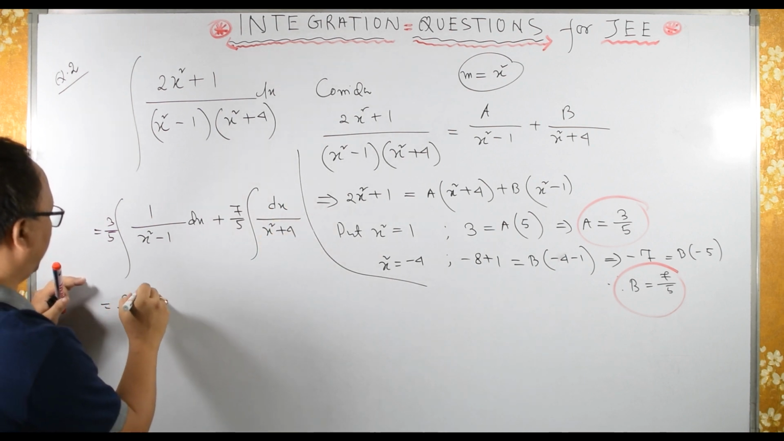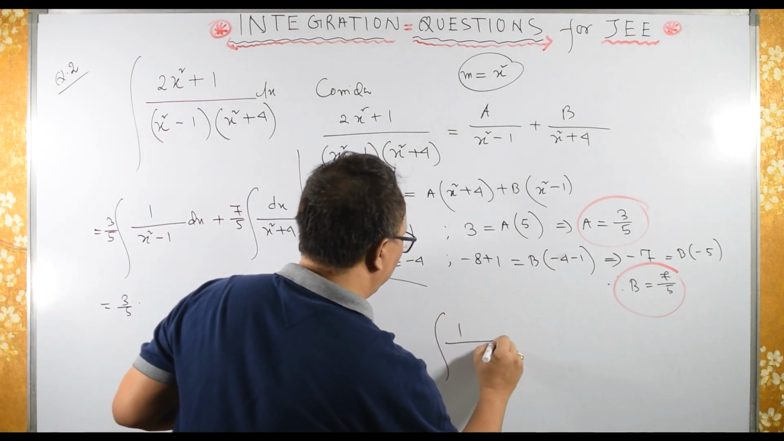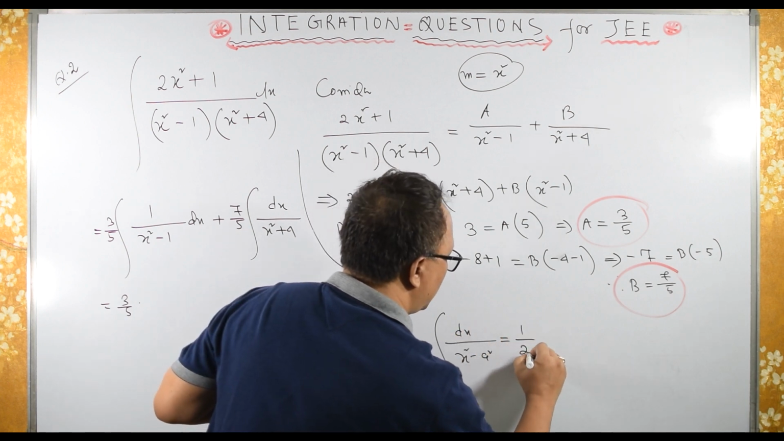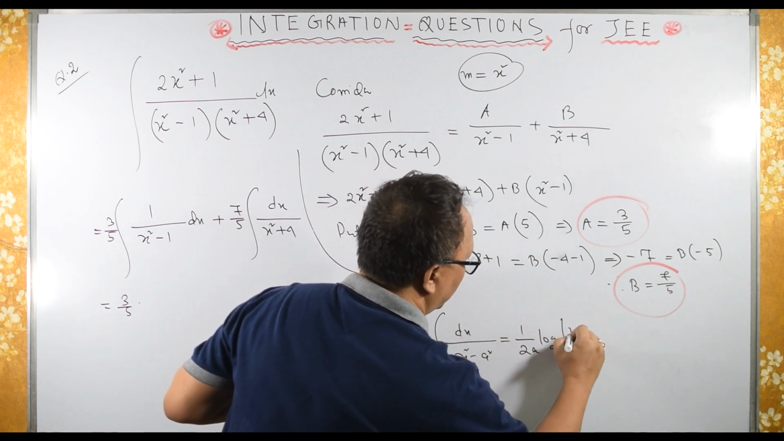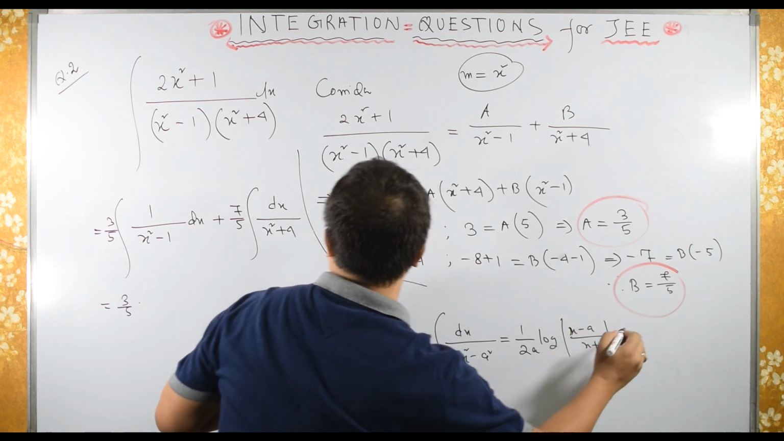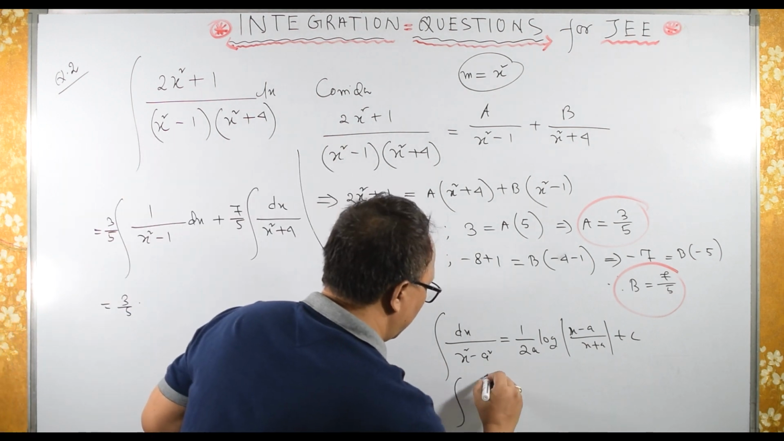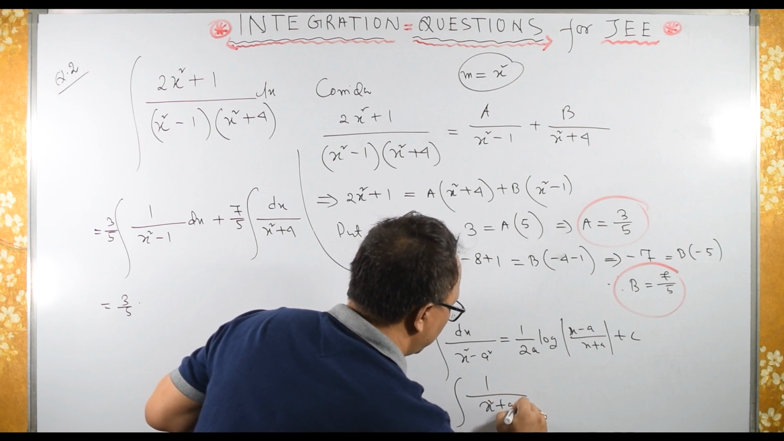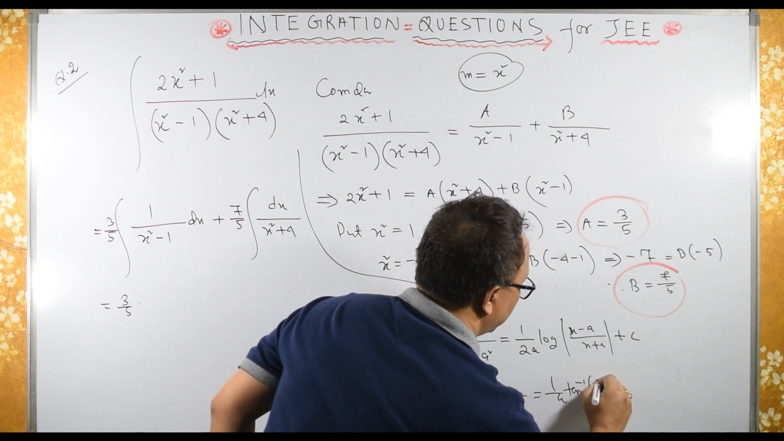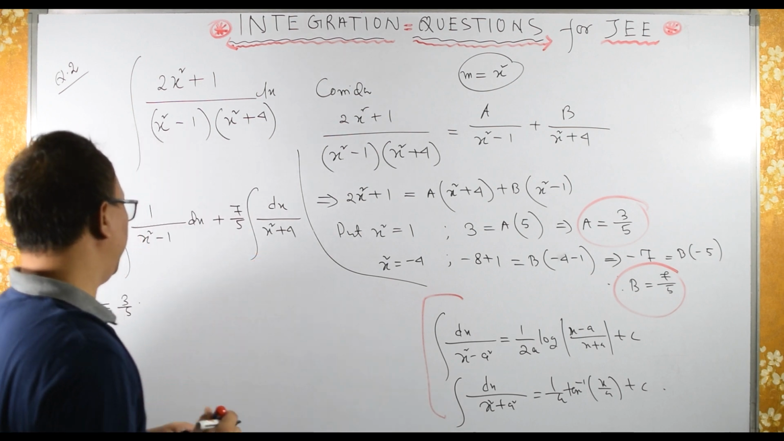Remember, the integral of 1 upon x squared minus a squared dx is 1 by 2a log of (x minus a) upon (x plus a) plus c. I will use this here. Similarly, for 1 upon x squared plus a squared dx, the integral is 1 by a tan inverse of x by a plus c. These two formulas I will be using here.